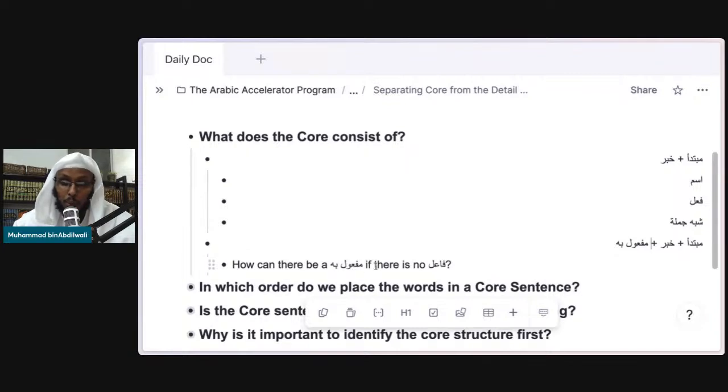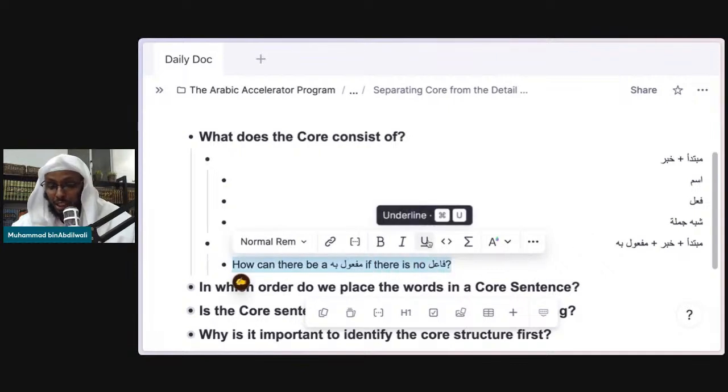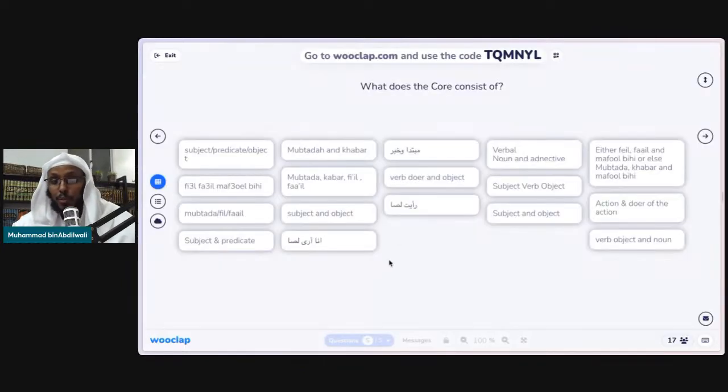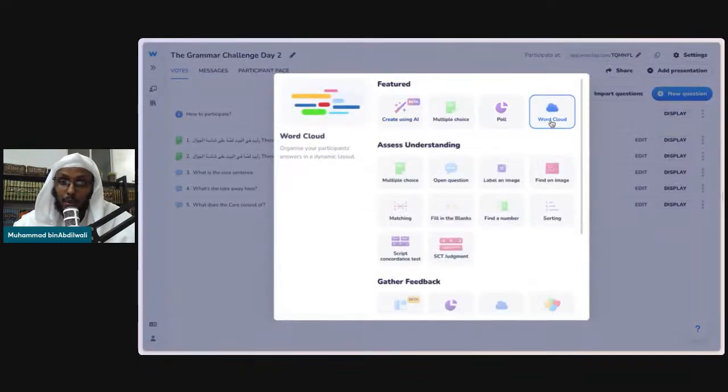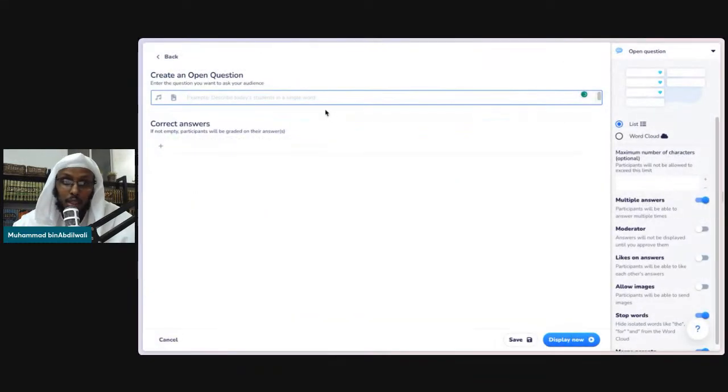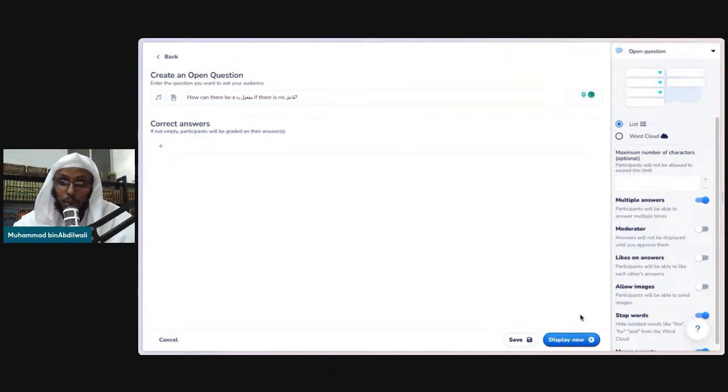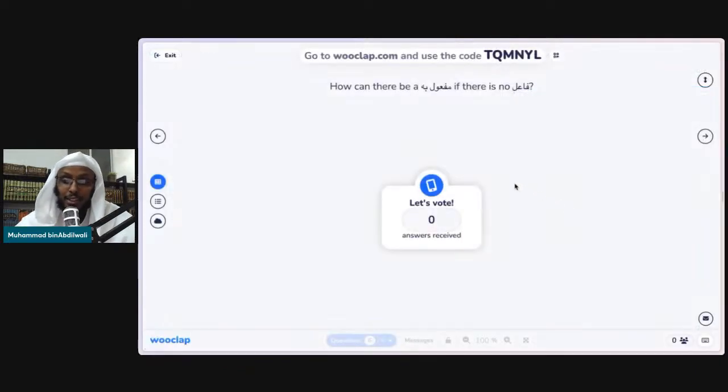Okay, so you might be asking yourself right now, how can there be a maf'ulun bihi, ustad? How can there be an object if there's no fa'il? That's a good question actually. Answer on Wuklab. We have mubtada, khabar, maf'ulun bihi. Some of you might be scratching your heads, ustad, how do we have a maf'ulun bihi if we have no fa'il? You mentioned mubtada, we don't have a fa'il. How would you answer that?